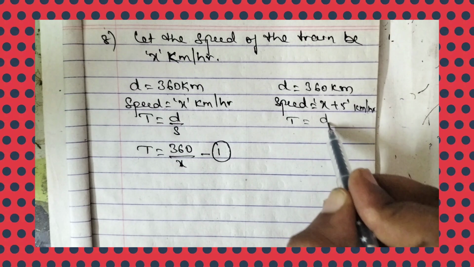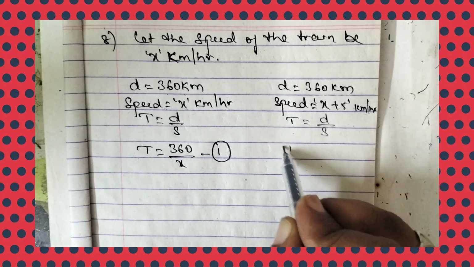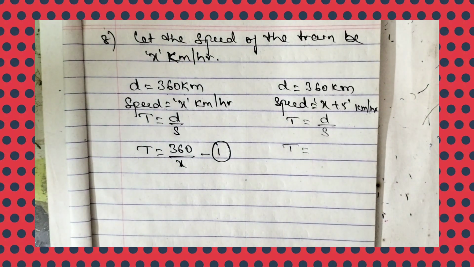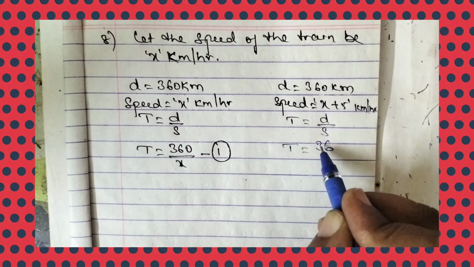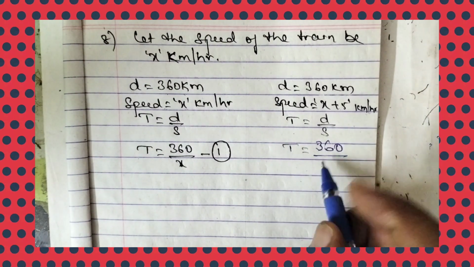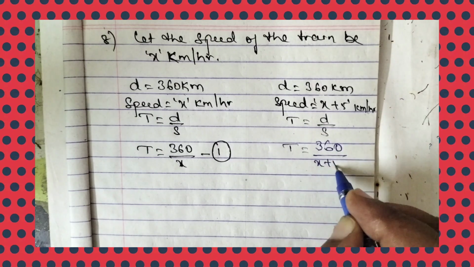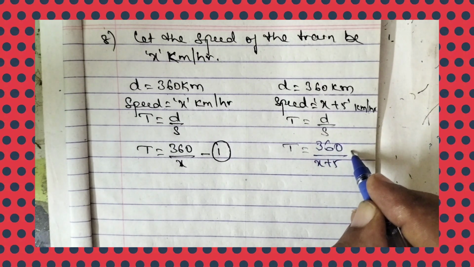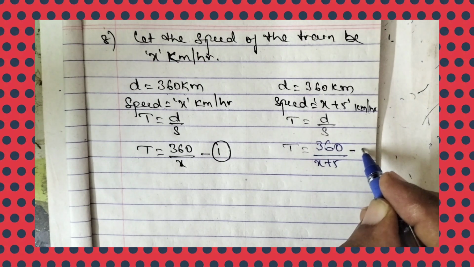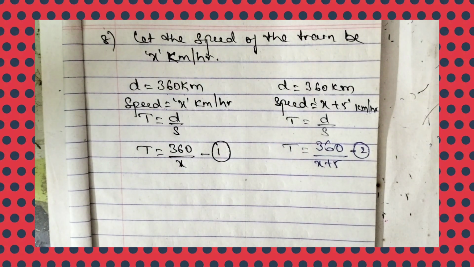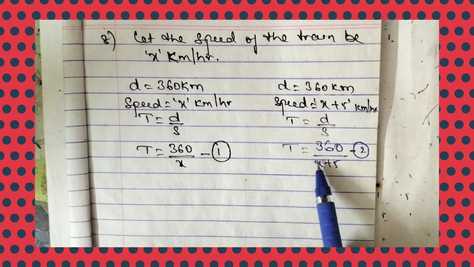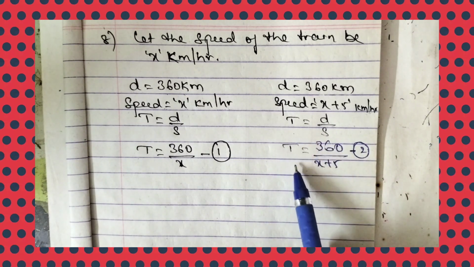So time taken is equal to distance by speed. What is the distance the train will travel? So distance traveled is equal to 360 divided by, it is moving at a speed of X plus 5. Then total time is equal to 360 divided by X plus 5. Now here, since the speed is more, this time will be less.